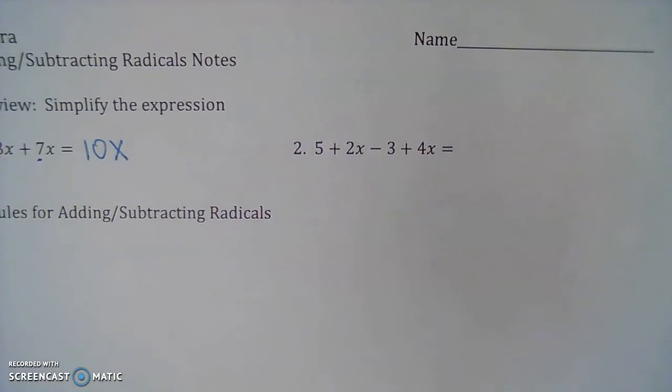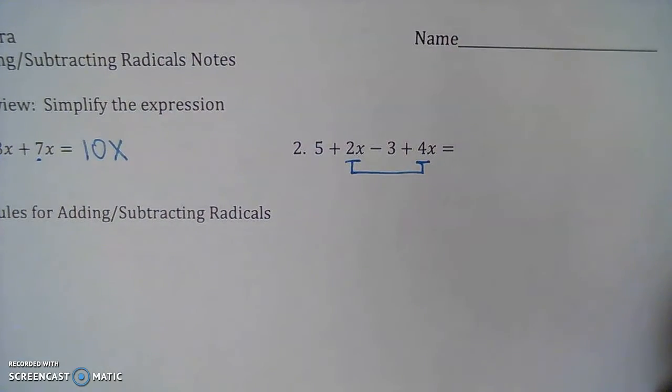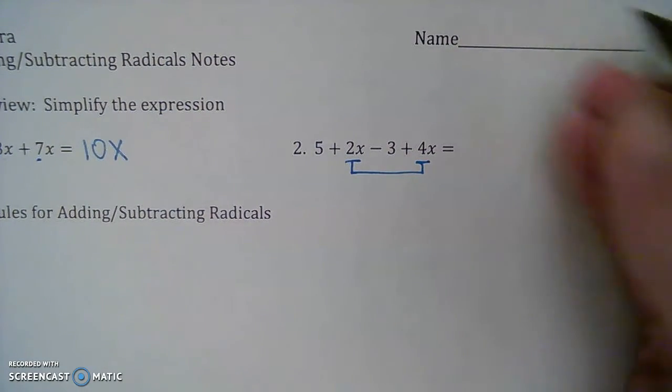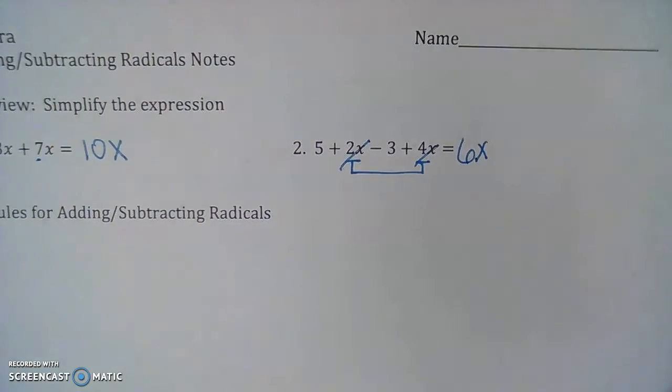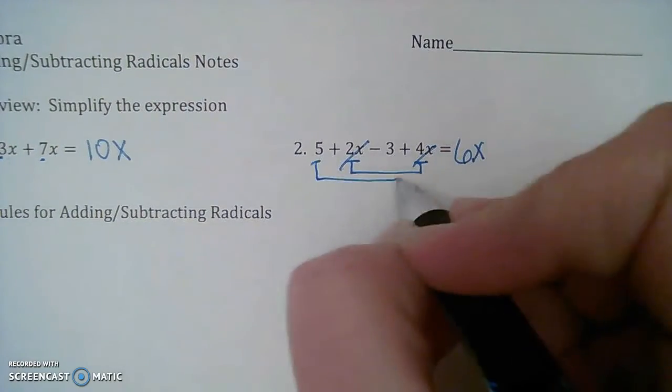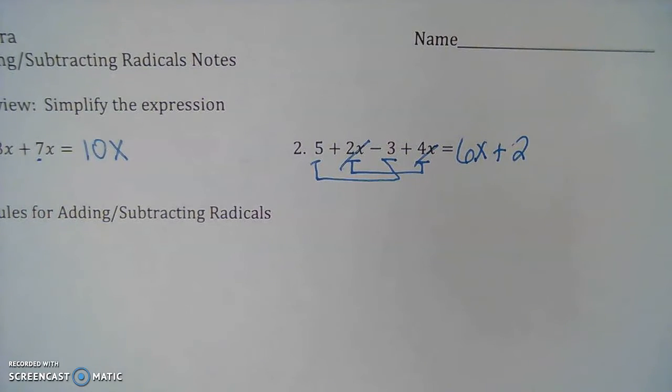When you have one like number 2, you need to find the things that match. We usually start with our variables first. So 2x and 4x match. 2x plus 4x would give us 6x. It's helpful to cross those things out. And then you have 5 minus 3, which would be positive 2. So 6x plus 2.